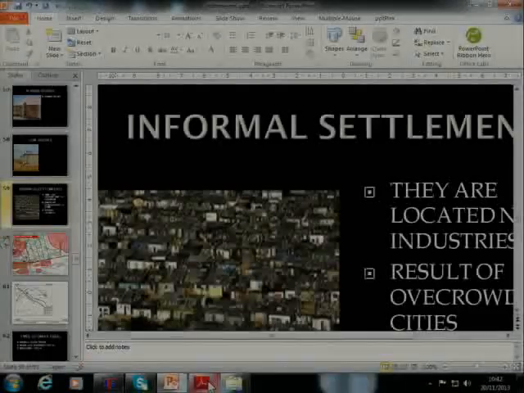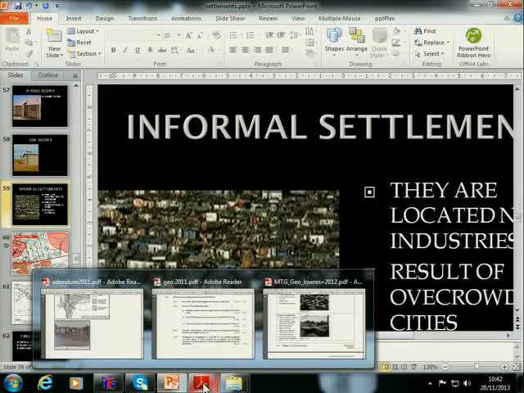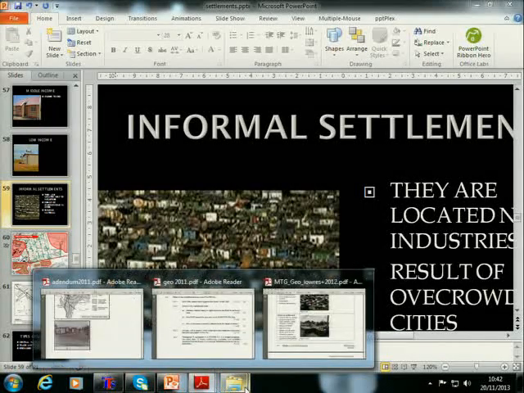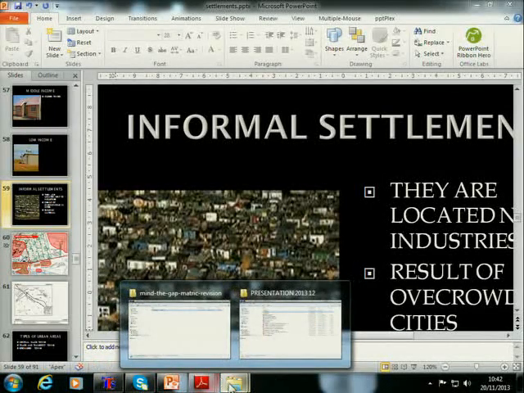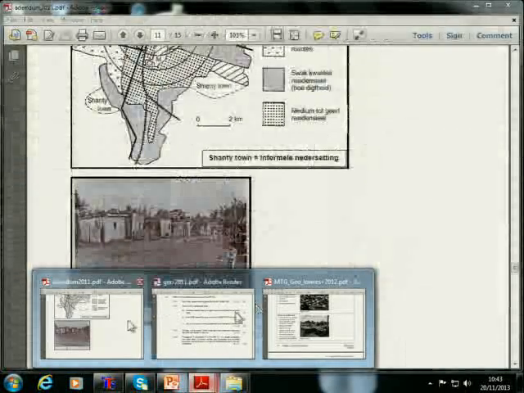Like I said, I need us to just go back and spend a bit of time on the concept of informal settlements. What are they, and where do we find them? So I'm just going to open up something here for us to go through the notes. Yes, here it is. Now let us look at the picture.